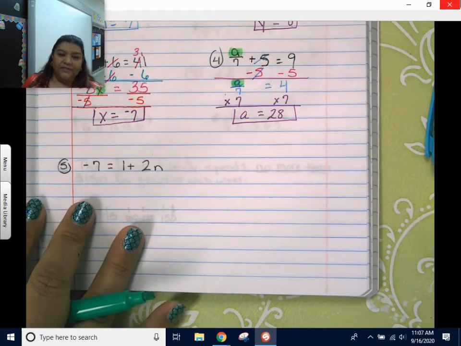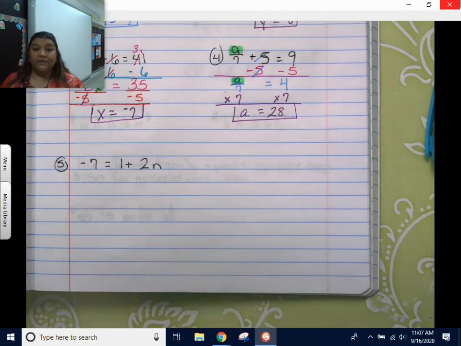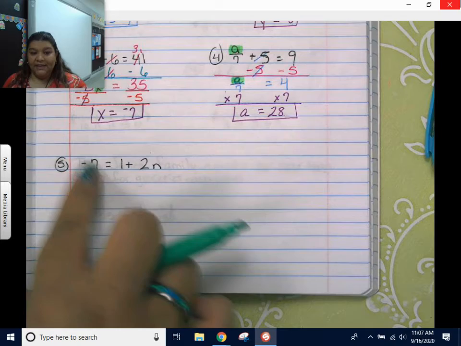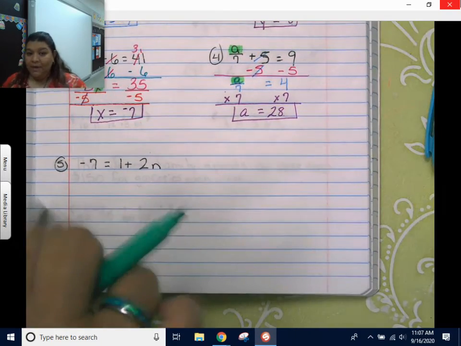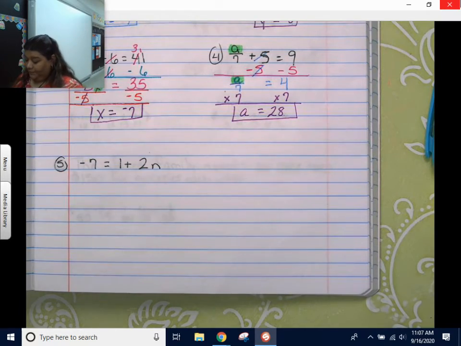Okay, all right. Now I have number 5 here because for some reason students get confused. Now it's over here on that side. We solve it the same way, exactly the same way, okay? You remember this side is always equal to that side, so it doesn't matter which side your variable's on, okay? Let me show you. We're solving it the same way.